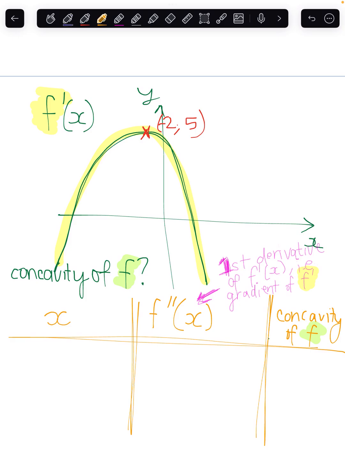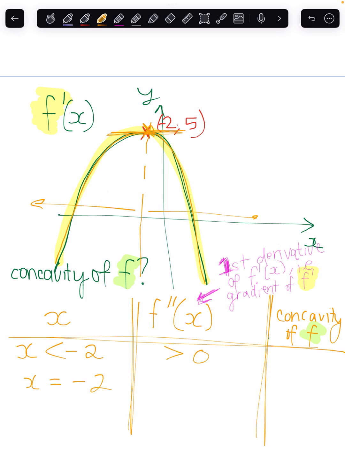So let's look at the behavior of the gradient of f prime. We see that it has a positive gradient up until here, then it has a zero gradient, and then from there it has a negative gradient. So in other words, when x is smaller than negative 2, a positive gradient; when x is equal to negative 2, a zero gradient; and when x is greater than negative 2, a negative gradient. So let's write that down.